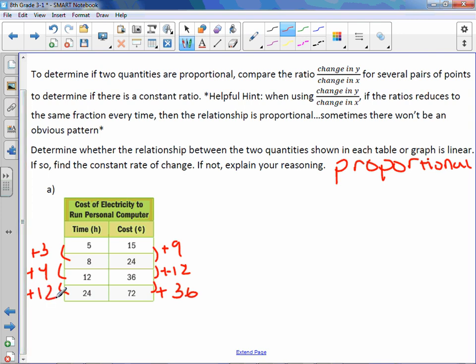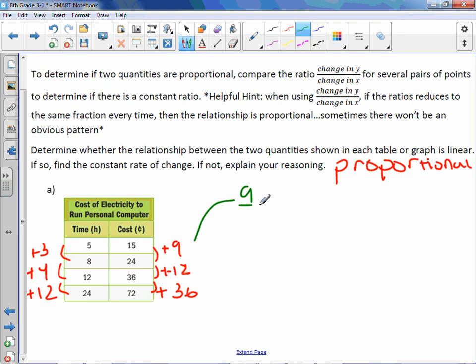Now, it might look like it's not linear, but we need to take each set and see if it works out. Because they don't go up by a certain amount on your y's or your x values, let's take each one individually. Let's do 9 and 3.